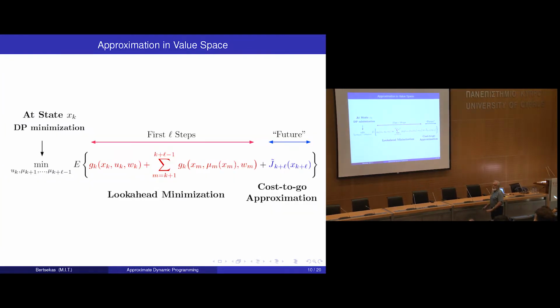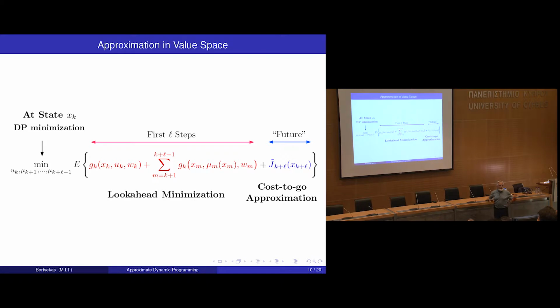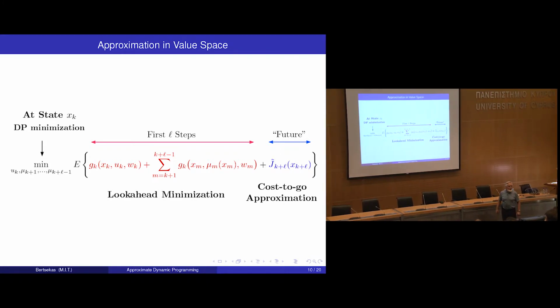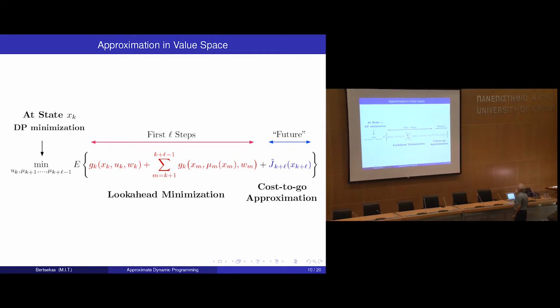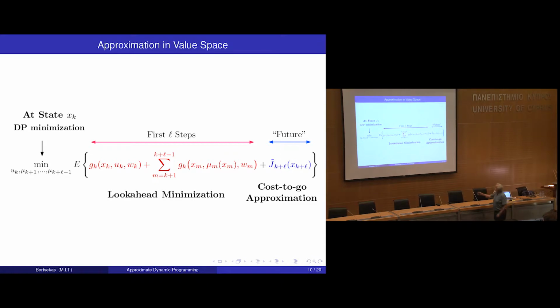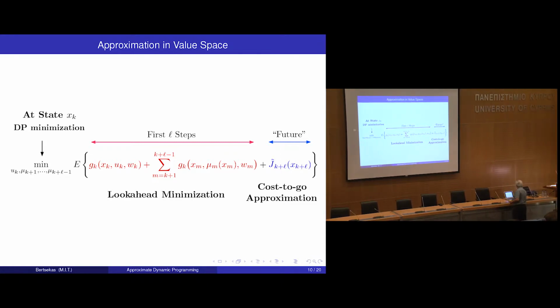Okay, so now here's a schematic that summarizes the approximation in value space approach. We are at state xk, and we do a dynamic programming minimization that involves just L steps, and the future is summarized in this approximate cost function. So we have a look-ahead minimization over L steps.